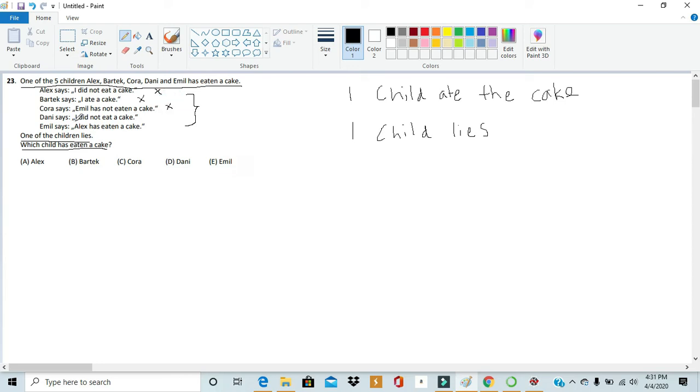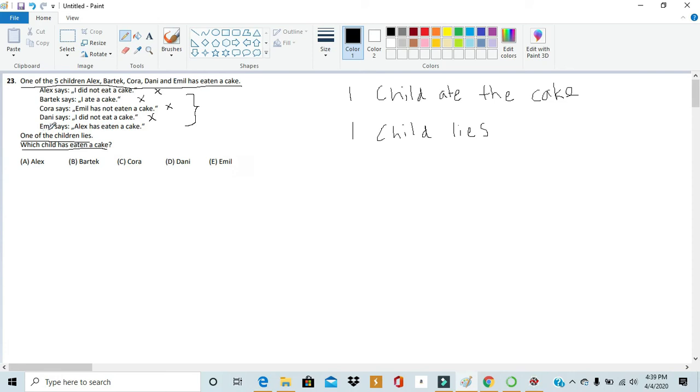Danny. Danny says that I did not eat the cake. So if she's our new designated liar, that means Danny did eat the cake. But that's a problem because everyone else is telling the truth. Bartek is then also saying the truth when he says that I ate a cake. Danny and Bartek cannot both eat a cake because it violates the one child ate the cake rule. Thus, we reach a contradiction and Danny cannot be the liar. So now, running through all these 4 kids, we're just left with Emil. And Emil has to be the liar because we've proven that these four other kids cannot be the liars.